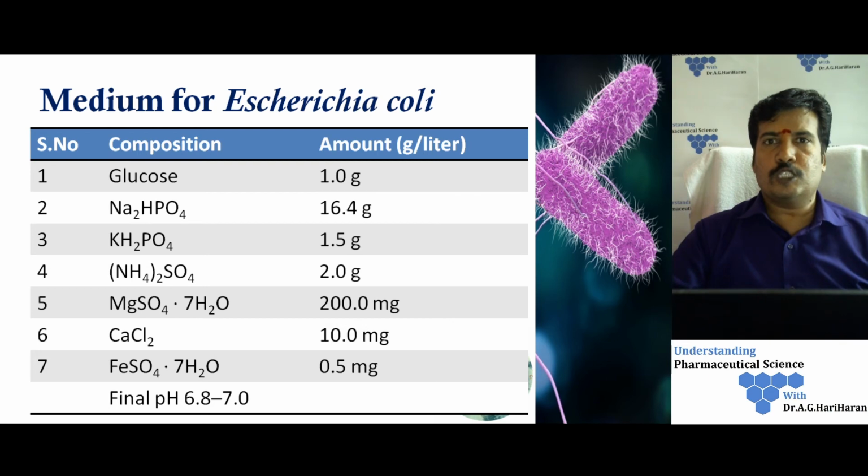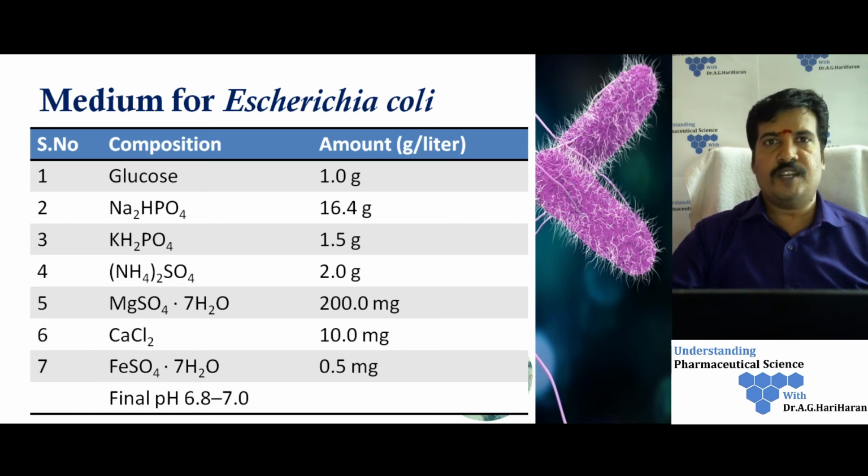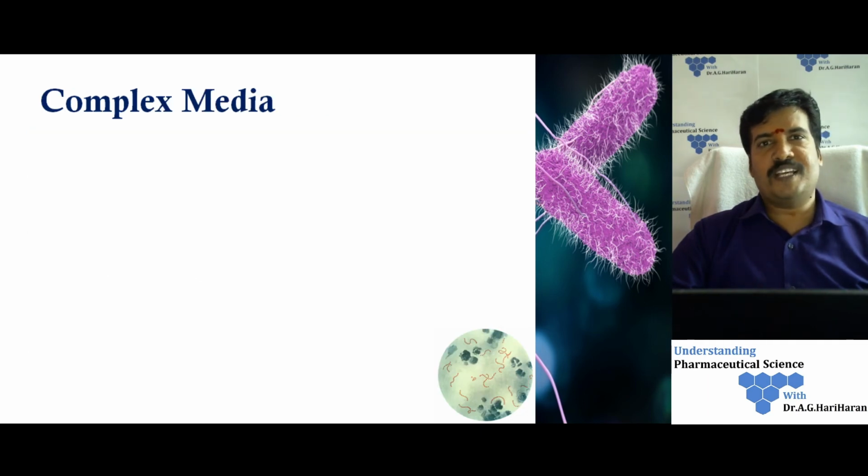So a defined media of E. coli needs glucose 1 gram, disodium hydrogen phosphate 16.4 gram, potassium dihydrogen phosphate 1.5 gram, ammonium sulfate 2 gram, magnesium sulfate 200 milligram, calcium chloride 10 milligram, and ferrous sulfate 0.5 milligram in a liter of deionized distilled water. So the media is prepared and sterilized at around 121 degrees Celsius for 15 minutes and the pH is adjusted to 6.8 to 7 as a defined media for the cultivation of the E. coli, right?